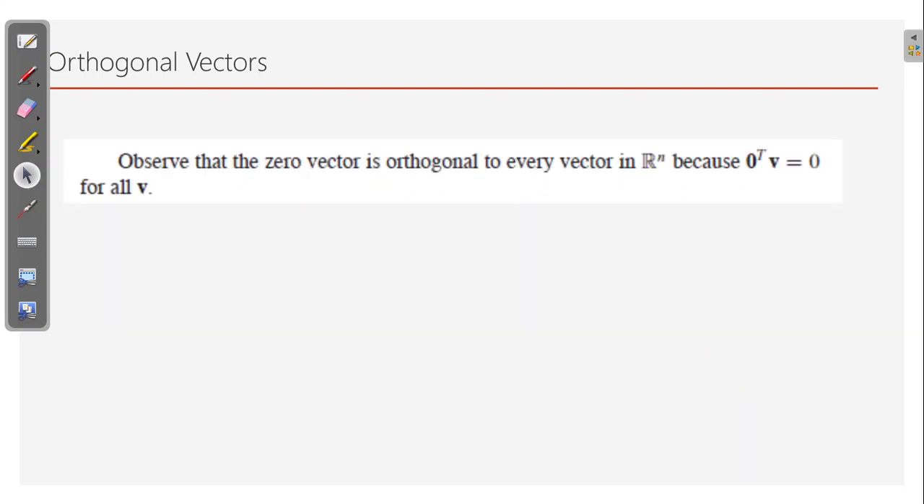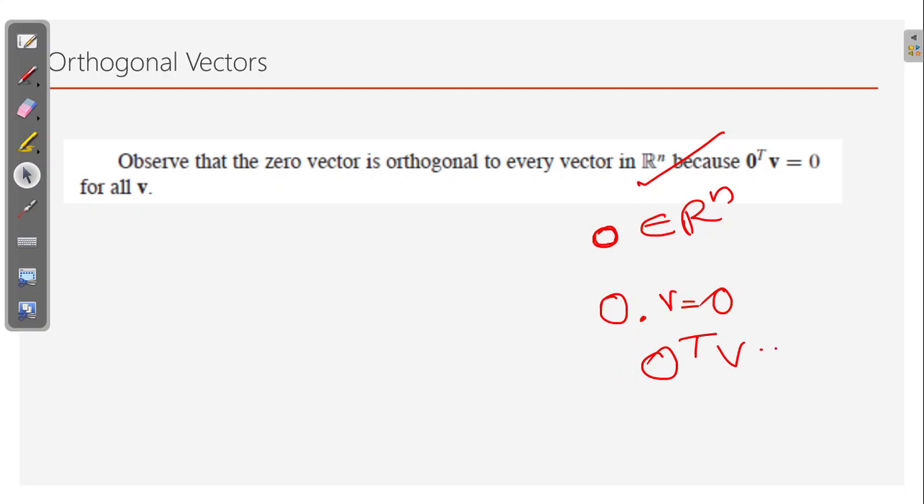Now you can also observe that a zero vector in Rn is orthogonal to every vector, because if you take the inner product with any vector v, you will get 0. That is 0 transpose v equal to 0. Right. So this is another observation.